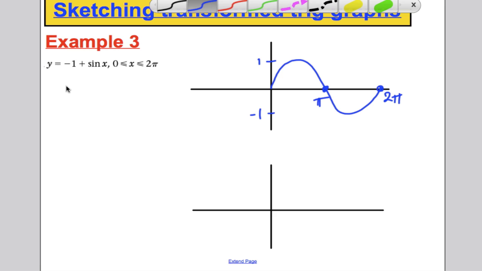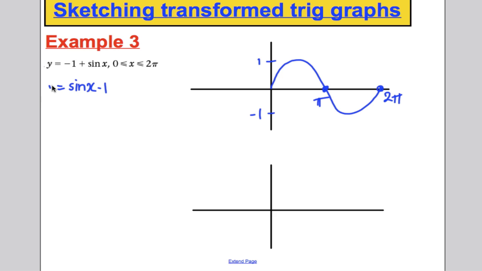Remember, really what you've done here, this is the same as sine x minus 1. All you've done here is shifted the graph down in the y direction by 1 unit. So this point here was at 1, let's say. This point now is going to be at 0. This point was at 0. It's going to be at -1. This point was at 0. It's going to be at -1. This point was at 0. And it's going to be at -1. And this point was at -1. So it's going to be at -2 now.